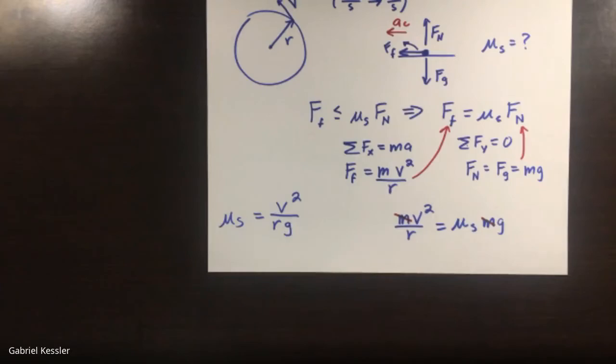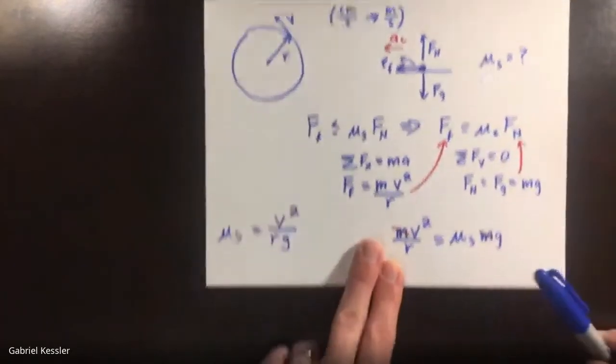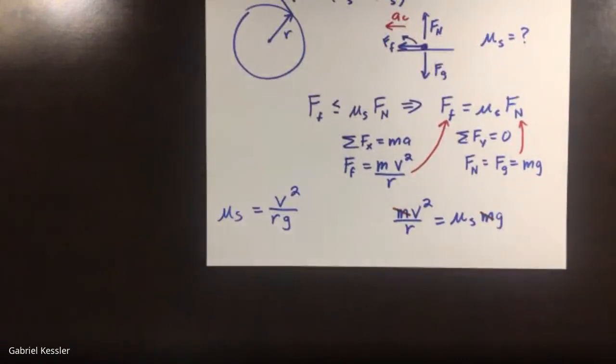Radius is given, the speed is given. Remember, the speed is given in centimeters per second, so you have to convert to meters per second. And then the acceleration due to gravity is obviously 9.8.